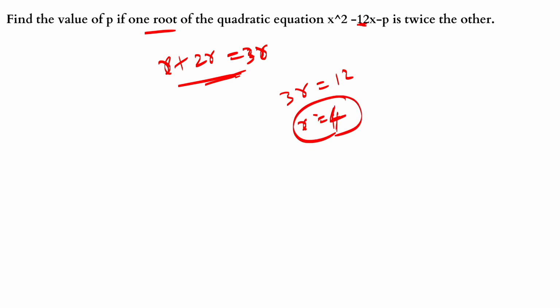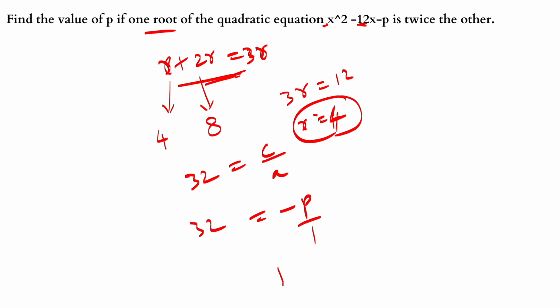R equals 4. If r is equal to 4, one root will be 4 and the second root will be 8. So what about the product of the two roots? Product is 8 into 4, which is 32. And we know product can be calculated as c by a. So c by a is 32. So c by a in this case is, c is minus p, right? So minus p, and a here, which is the coefficient of x square, is 1. So this is 32. So p will be equal to minus 32.